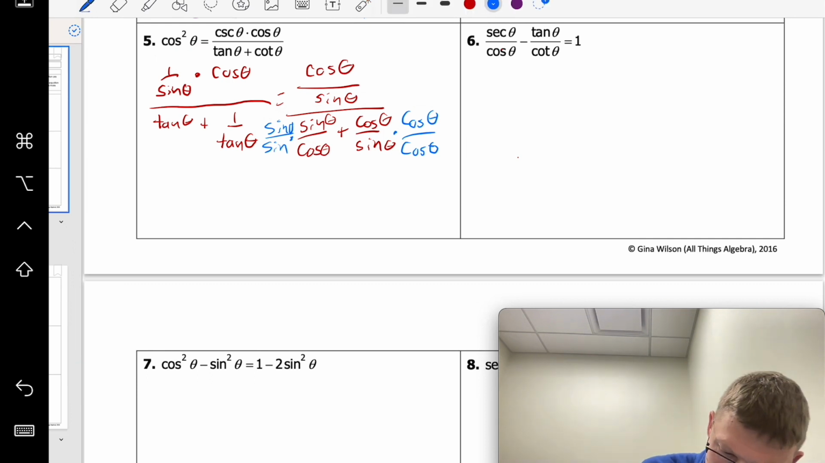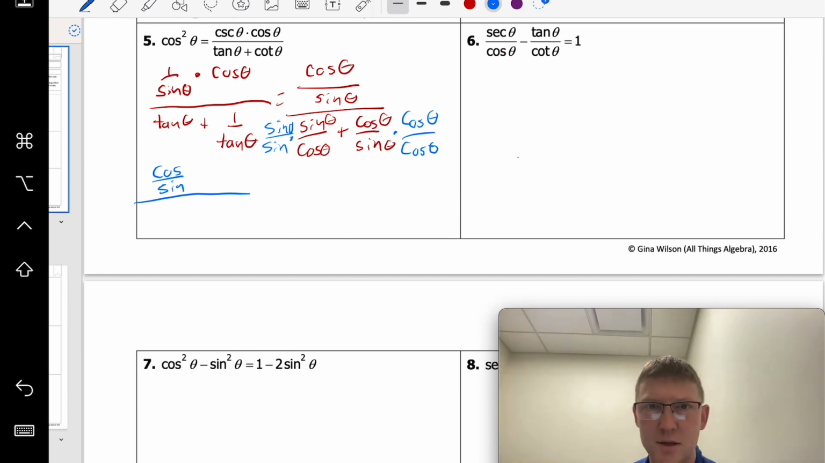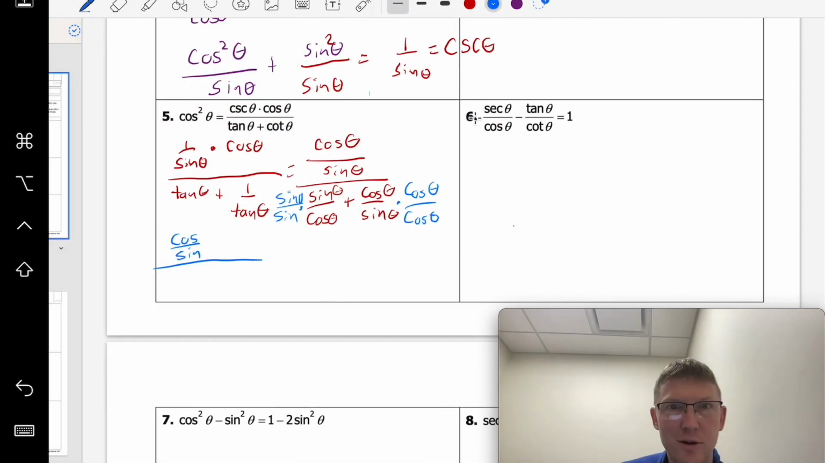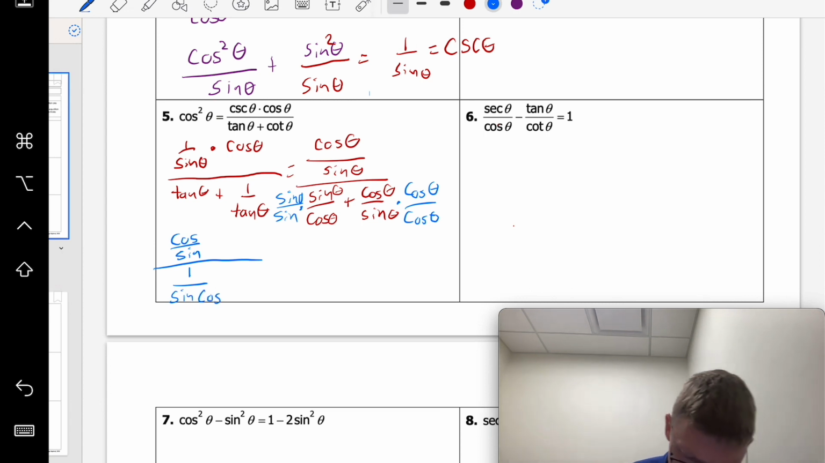So now we are at, okay, cosine over sine. That's from right there. Over, let's see here, sine squared plus cosine squared equaled 1. I had to look back up. Sine squared plus cosine squared does equal 1. So then we've got 1 over sine cosine.